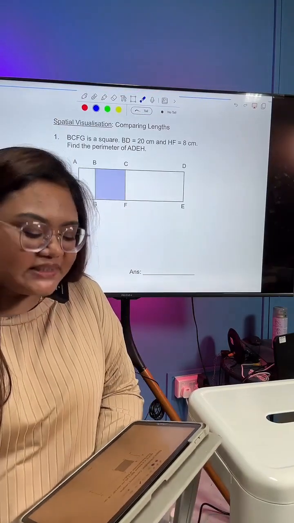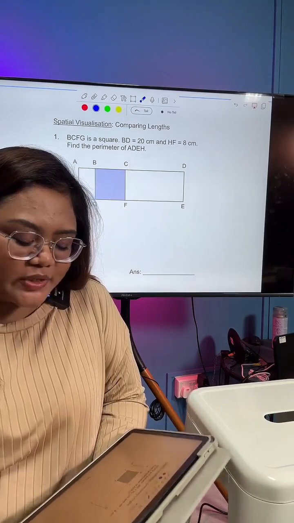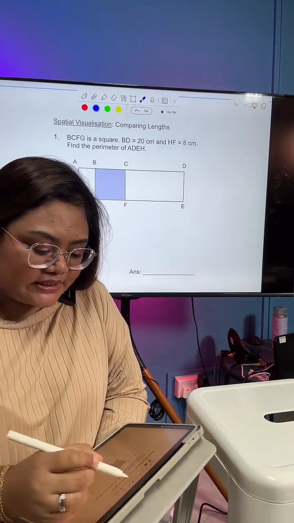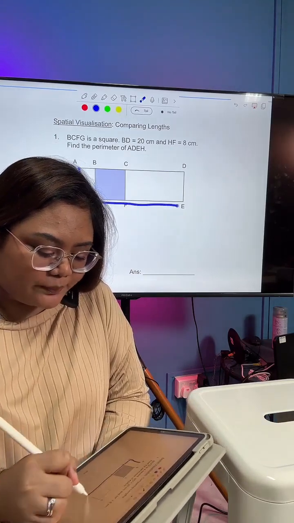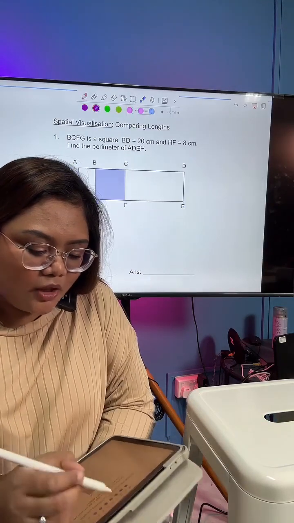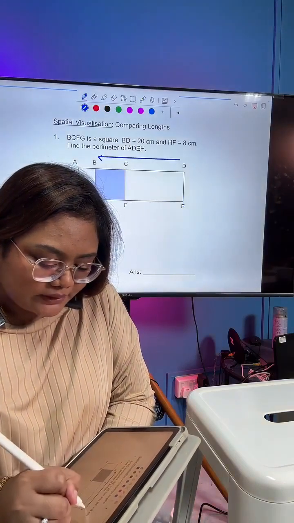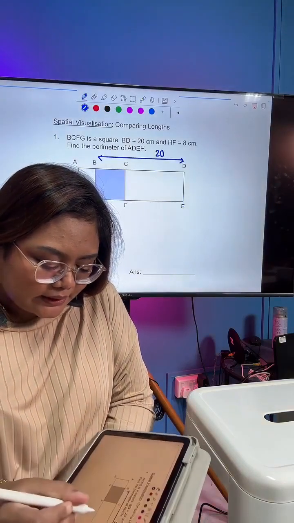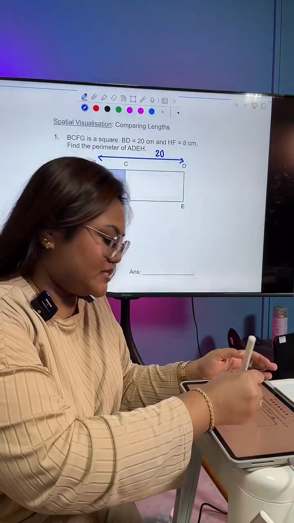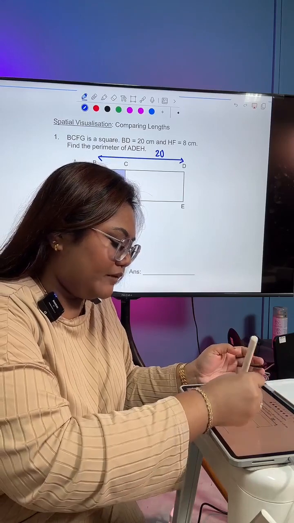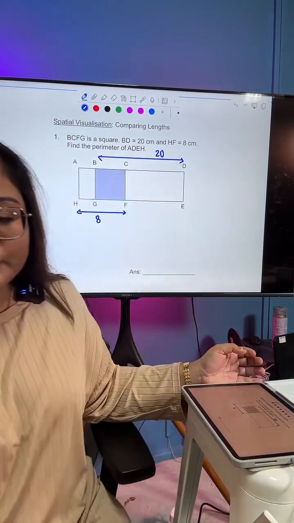First question. BCFG is a square, BD is 20 cm, HF is 8 cm. Find the perimeter of ADEH. I want to find the perimeter of this big rectangle, knowing that BD is 20 and HF is 8 cm. So I want to find the big perimeter. How do I go about doing this?